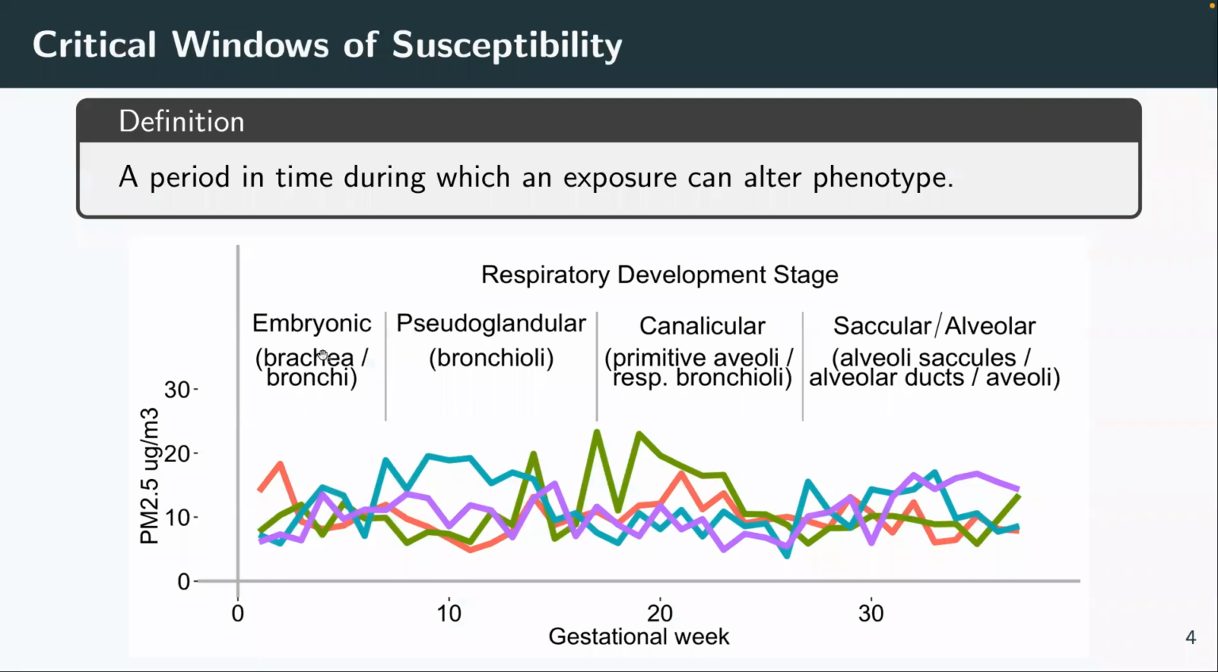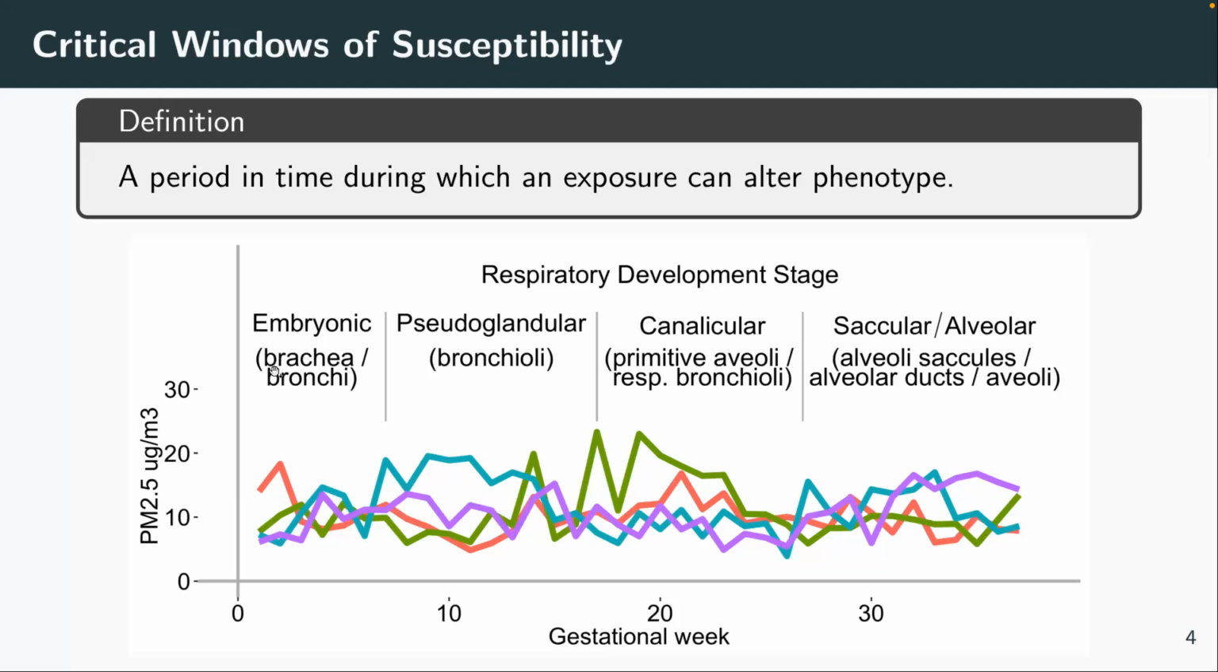Those can be loosely defined as periods in time during which an exposure can alter a phenotype. What we mean by this is, for example, exposure to fine particulate matter in week 10 of gestation could increase susceptibility to asthma, increased risk of having asthma in childhood or something like that. So we really want to identify both the time that the exposure affects the outcome, but also, on top of that, the exposure response relationship.